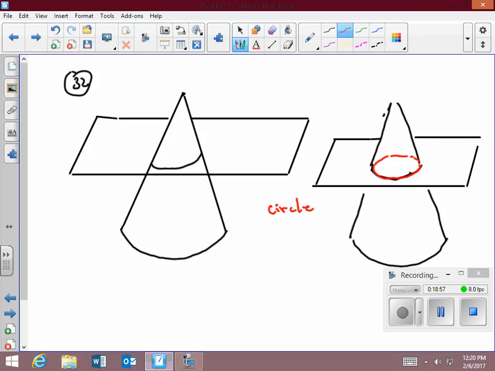And the next one's going to be a triangle. But what specific kind? Isosceles. So B is an isosceles triangle. Okay.